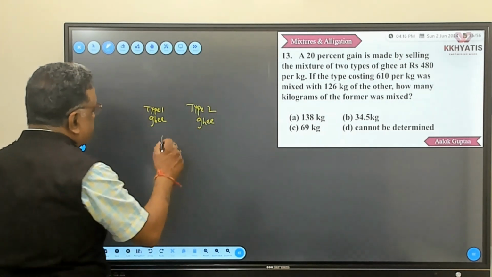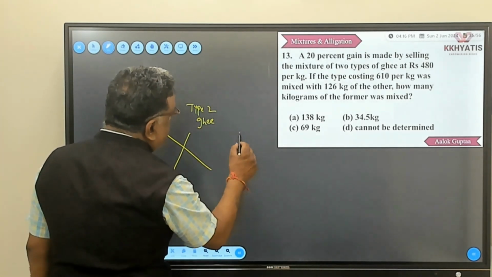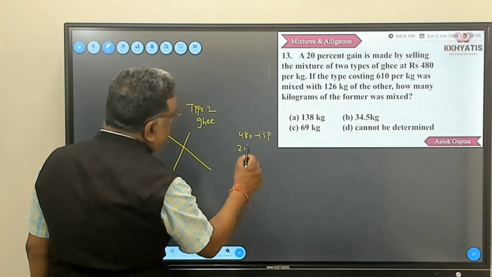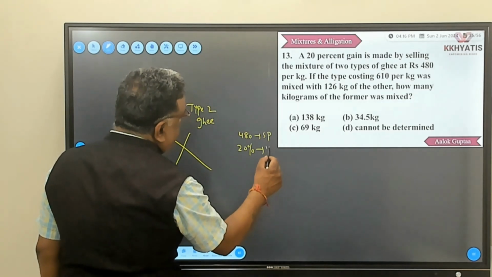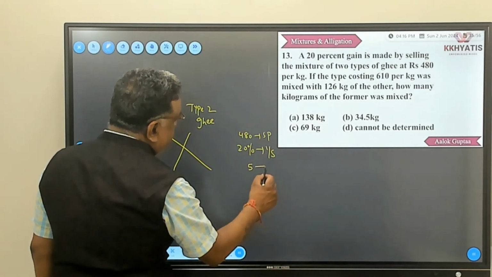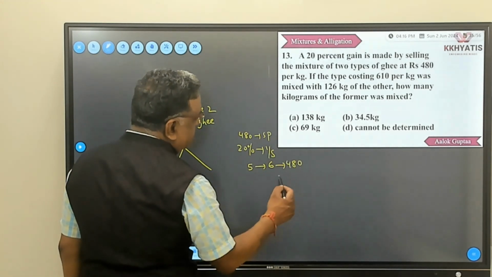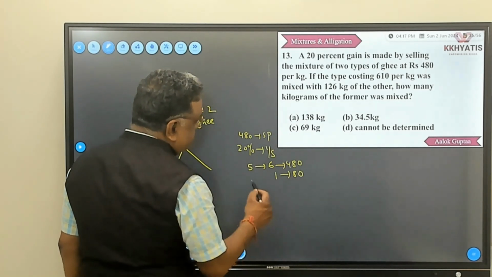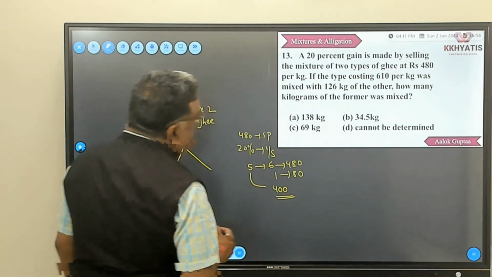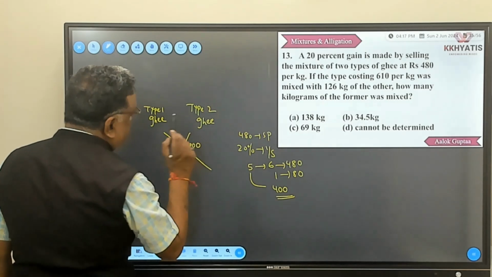and I am making a 20% gain by selling at 480. So this is my SP, and 20% gain means 1/5, which means if 5 was the cost, I have a gain of 1, which means my selling price is 6, whose value is given to me as 480. So value of 1 would be 80. So value of 5 would be 400. Right? So the cost price here is 400 of mixture.